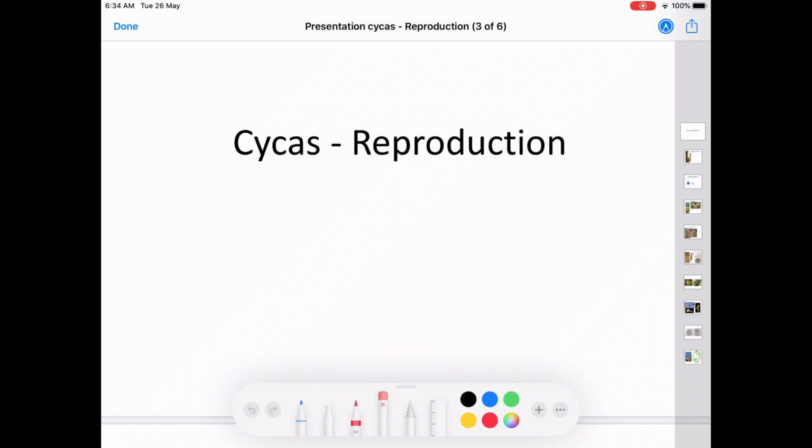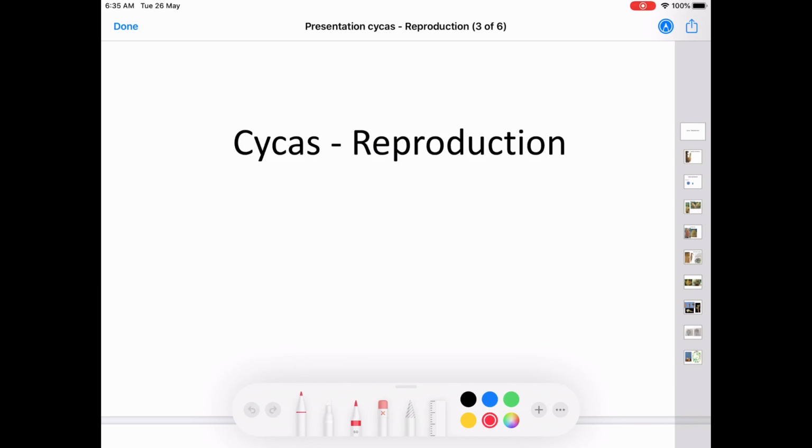Hi all, today I am talking about the reproduction in Cycas. In my previous video, I have clearly mentioned the morphological and anatomical features of the gymnosperm Cycas, and now I am talking about the reproduction in Cycas.